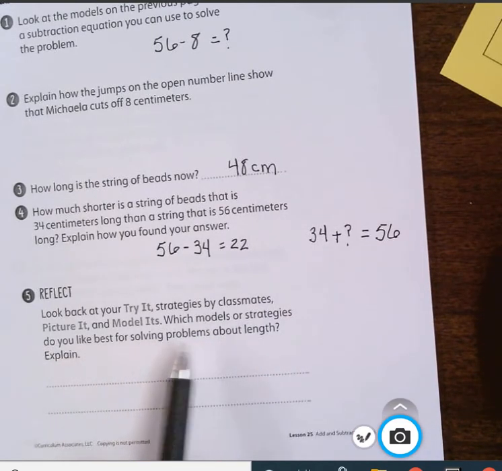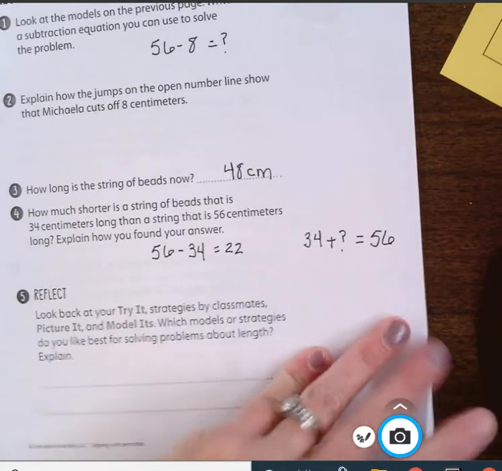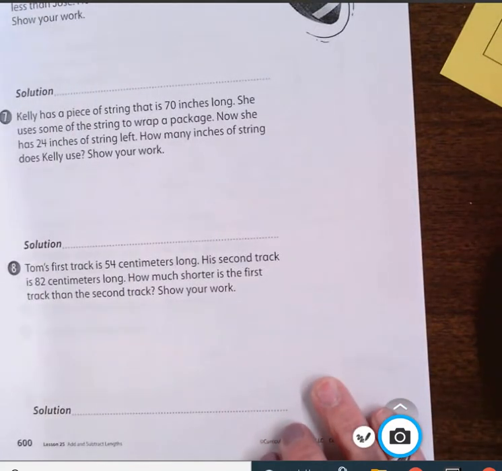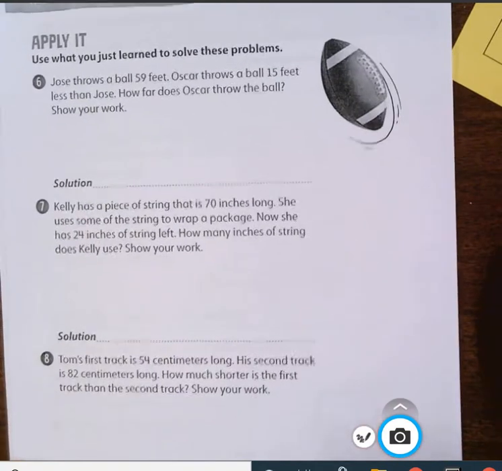Okay, look back at your try it strategies by classmates. Picture it and model it. Which models or strategies did you like best? Which way did you like best? Everyone's answers are going to be different. Now let's do some more problems.